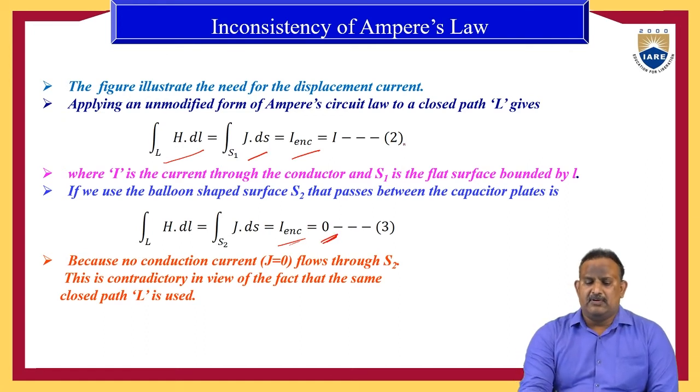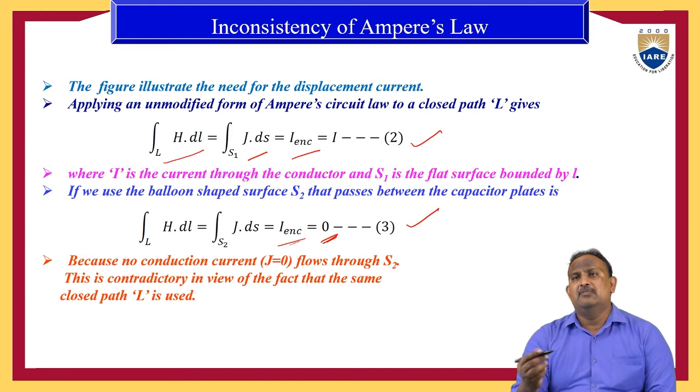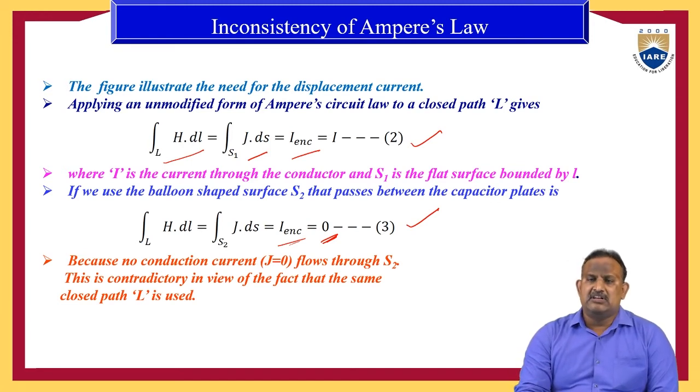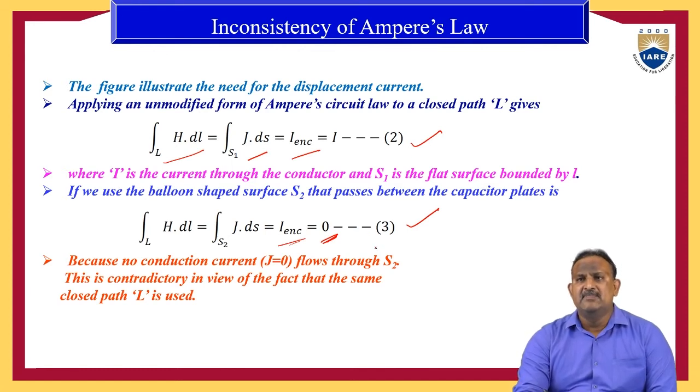From equations 2 and 3, we can observe that there are two contradictory statements. In equation 2, the line integral of H into dl equals the current enclosed I, whereas in equation 3, the line integral of H into dl gives the current enclosed as 0. These contradictory statements are known as the inconsistency of Ampere's law. Because of the inconsistency, we cannot write the actual statement, so we need to avoid it.